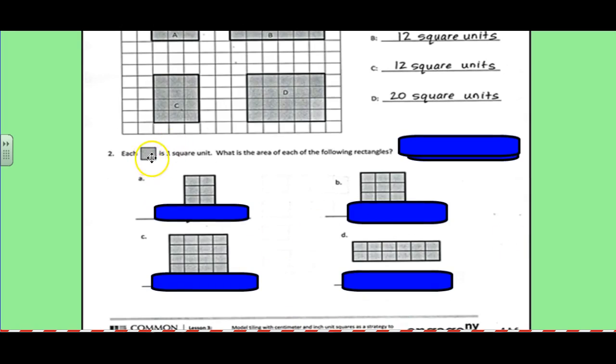Okay, moving on to number 2. This one says that each square is 1 square unit again, and you have to find the area of all of the rectangles. So you're doing the exact same thing like we did up here in this chart. You're counting the squares that cover the rectangle, and then you're writing the area of the rectangles on the line. And since we're working with square units, make sure that you're using square units whenever you write your answer. So I want you to go ahead and work on A, B, C, and D on this bottom part of your paper. And whenever you're ready to check your answer, you can push play.